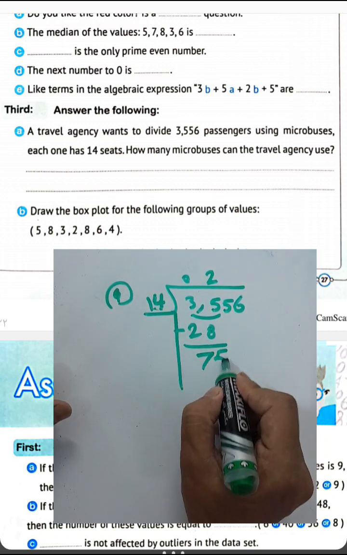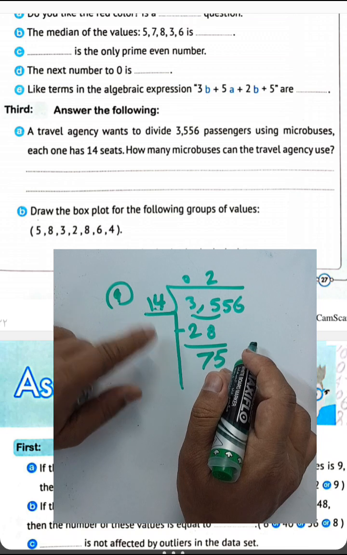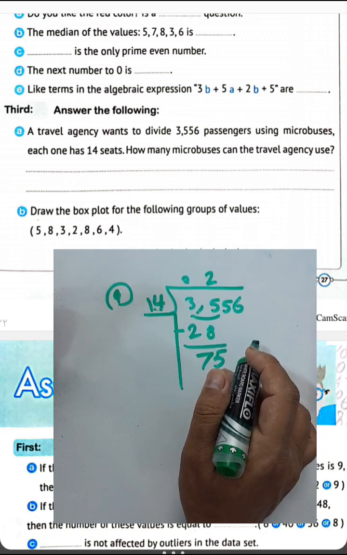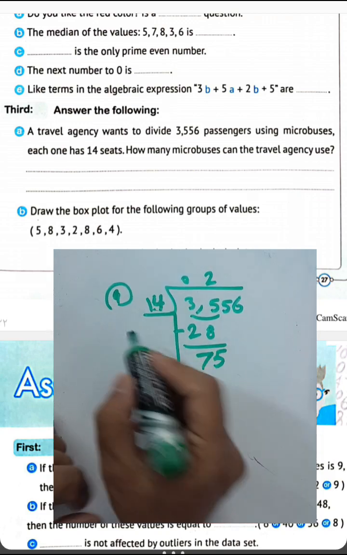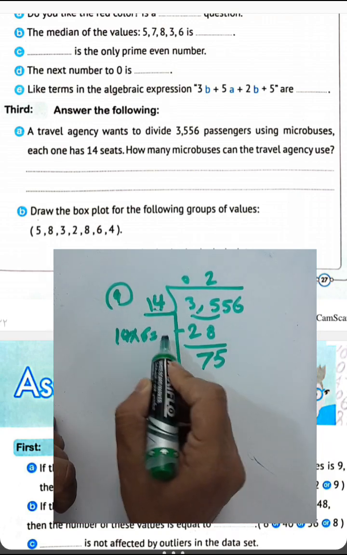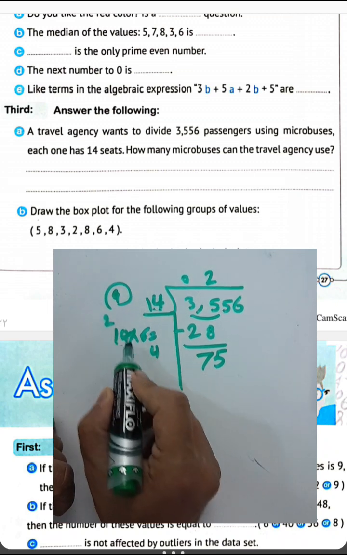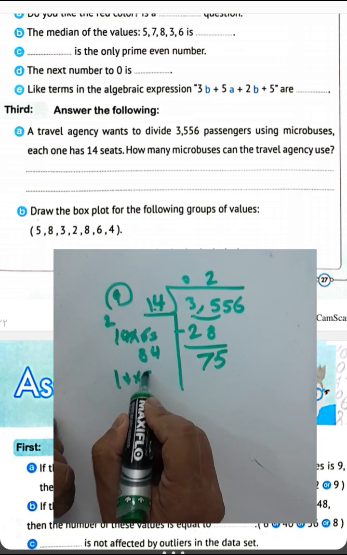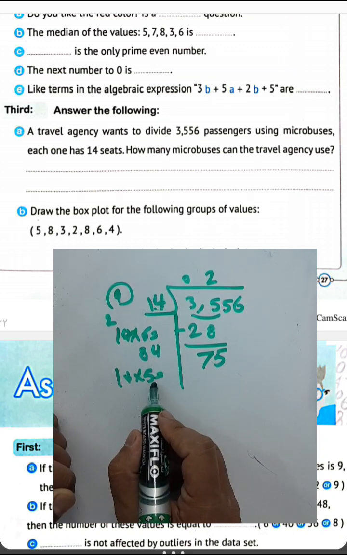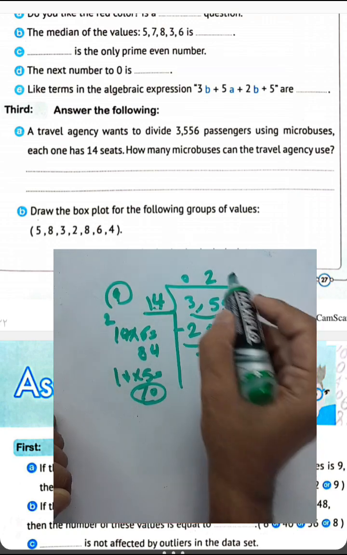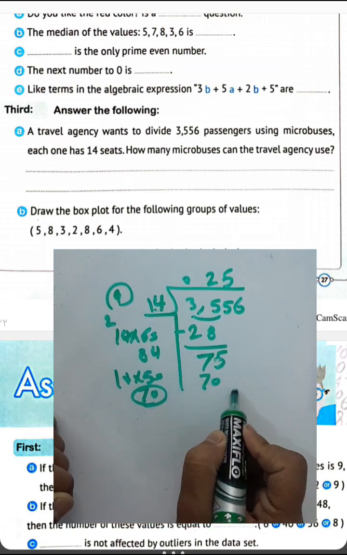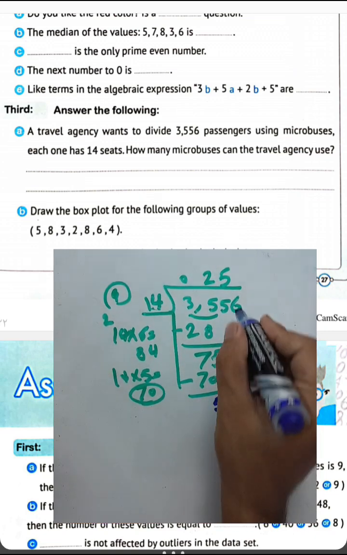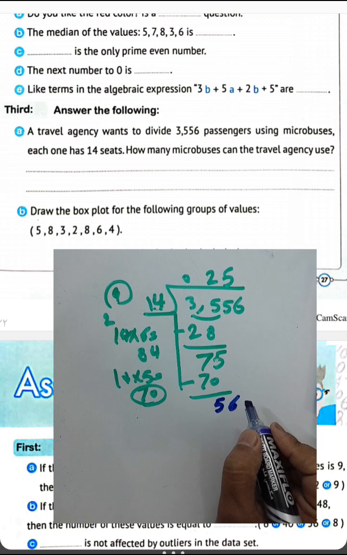Then bring down 5, so 75 divided by 14 equals what? We can check digit by digit: 14 times 6, 4 times 6 equals 24, write 4 and carry 2, 1 times 6 equals 6 plus 2 equals 8, which is greater than this number. So you must write 14 times 5, which equals 70. Write 5 here and 70 below, then find the difference between the two numbers: 75 minus 70 is 5. Then drop the next number, 6. The result will be 56.